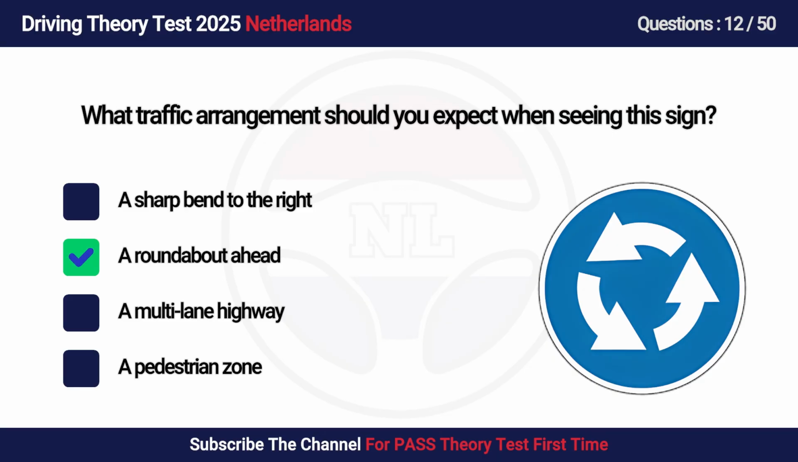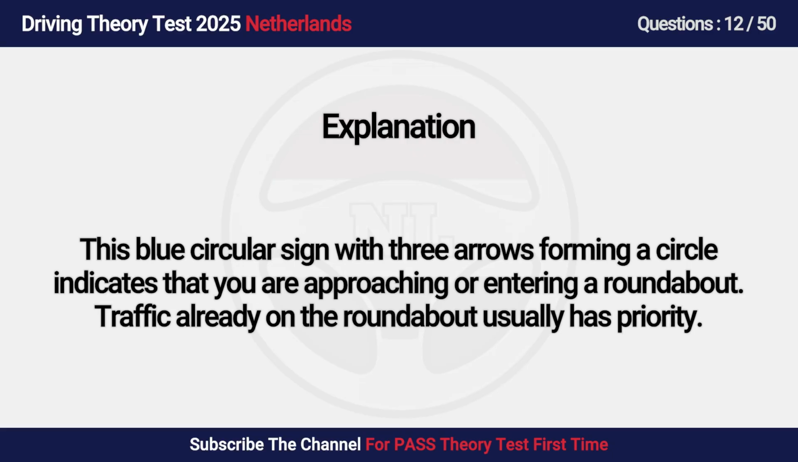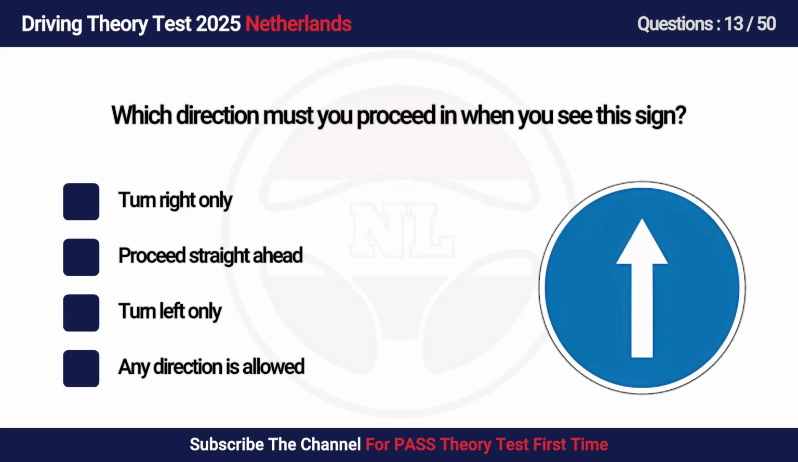Answer is B. A roundabout ahead. This blue circular sign with 3 arrows forming a circle indicates that you are approaching or entering a roundabout. Traffic already on the roundabout usually has priority. Question 13. Which direction must you proceed in when you see this sign?